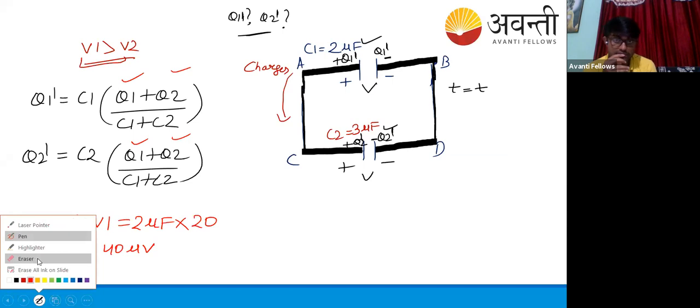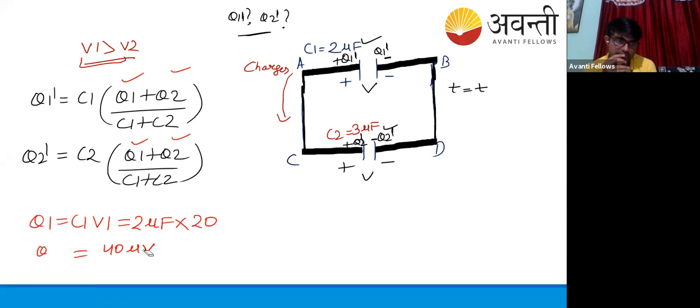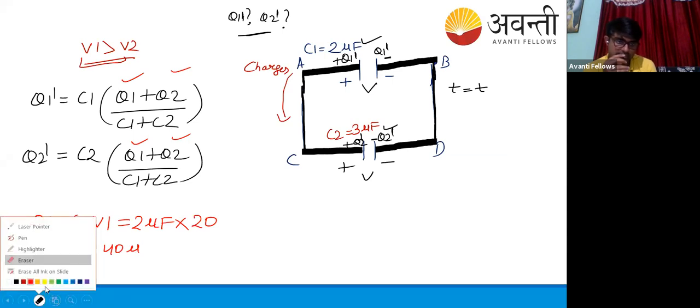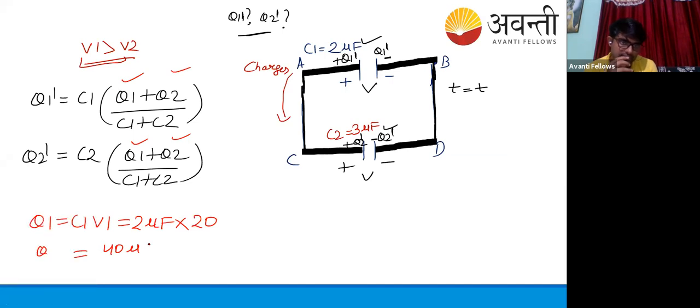So you must always be alert about the units. In the exam, unit differences may appear, so you have to write the correct numerical value with units. Units you must also remember. So this is basically microcoulomb. Q1 charge is 40 microcoulomb.